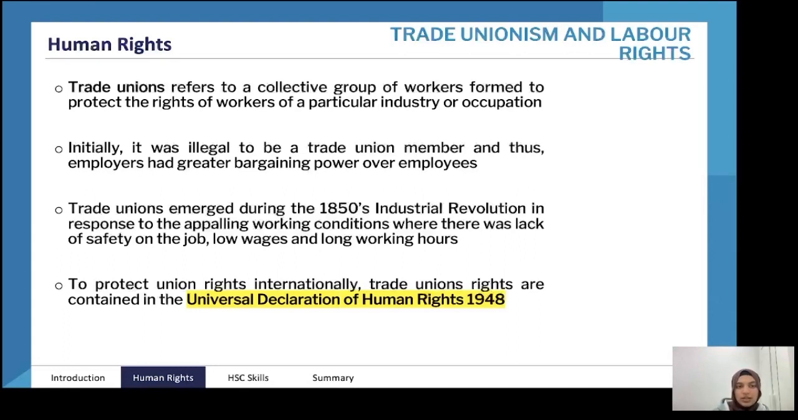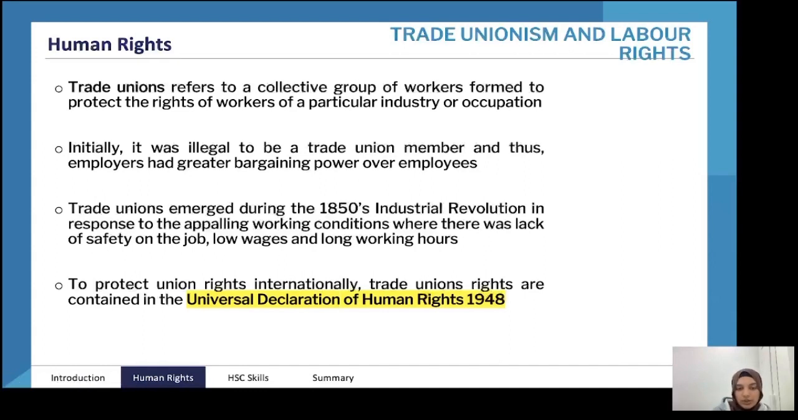So trade unions, what are they? They're referred to as a collective group of workers formed to protect the rights of workers of a particular industry or occupation. So initially it was illegal to be a trade union member, and thus employers had greater bargaining power over employees. It is quite a negative thing that it was illegal to be a trade union member, because a lot of the time this just meant that employers were able to exploit them.